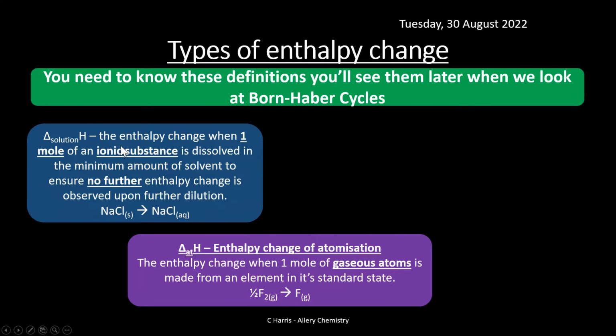Again, you'll see a kind of Hess cycle for enthalpy of solution and enthalpy of hydration as well, which we'll look at in a moment. But enthalpy of solution, as it suggests, is the enthalpy change when 1 mole of an ionic substance, that could be salt, for example, like sodium chloride, is dissolved in the minimum amount of solvent to ensure no further enthalpy change is observed upon further dilution.